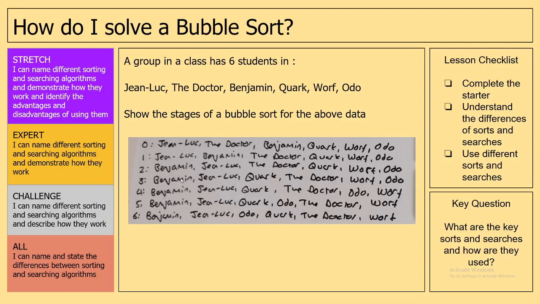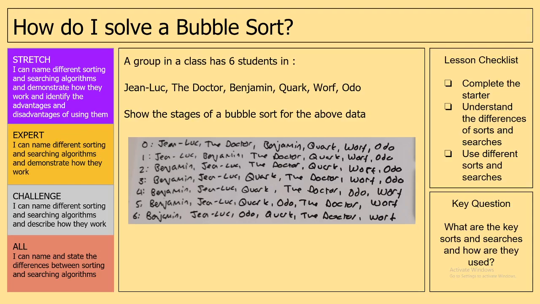So you can see, as we're working through this, by the time we get down here, Quark, the Doctor, Worf, Odo. Odo shouldn't be there. Odo should be at the end. So we can see as we go from number 4 to number 5 to number 6 that we're moving just Odo back until, at stage 6, we're in alphabetical order. So with the bubble sort, we're comparing two values. As soon as we've hit two values which need to be switched, we switch them over on the next row and we start doing the sort again.